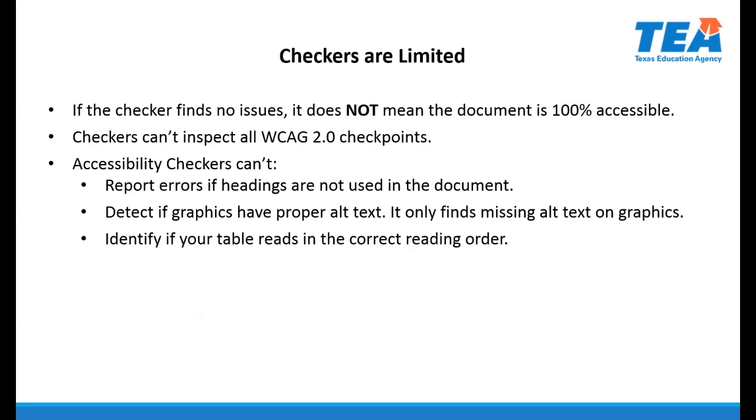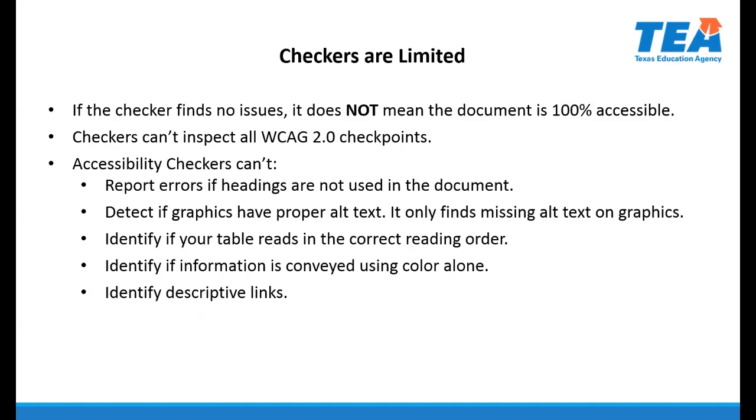It only finds graphics that have missing alternate text. It can't identify if your table is reading in the correct reading order. It can't inform you if you're using color to convey information, and it can't identify any descriptive links. So these are things that you're going to have to check manually on your documents.